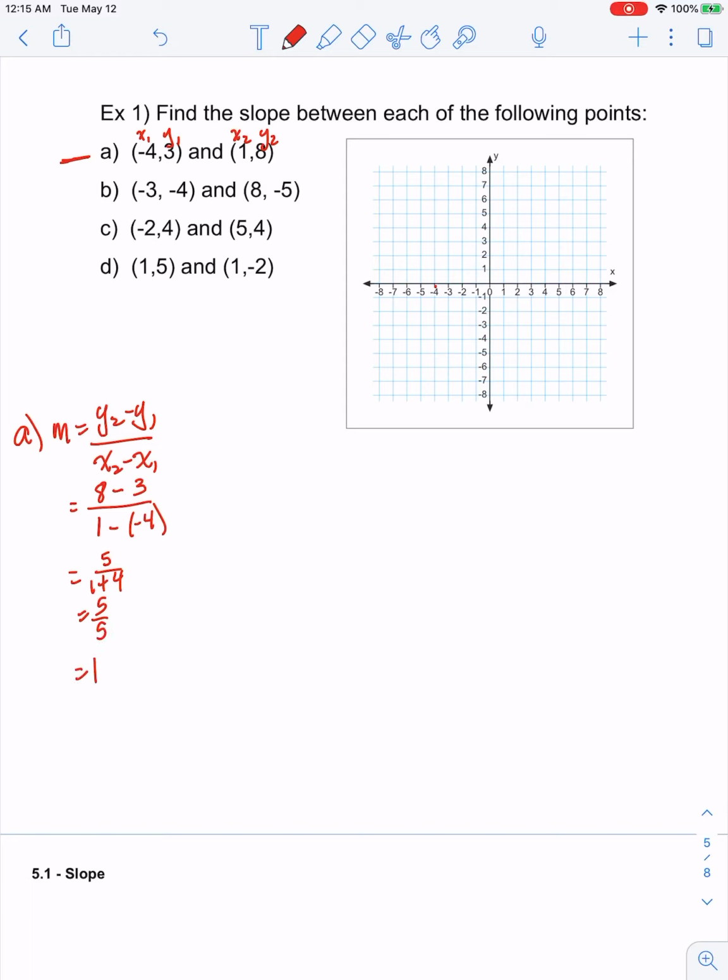So the point negative 4, 3 is right here. The point 1, 8 is up here. We draw a straight line, using a ruler, from one point to the other. And then you can do your rise over your run, and that is 5 over 5, which is 1.